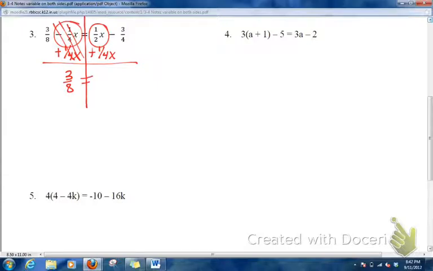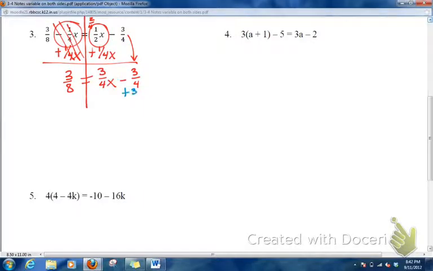Now on the right side I have 1/2 x plus 1/4 x. Make sure you remember how you do your fractions. 1/2 x I'm going to think of as 2/4 plus 1/4 gives me 3/4 x. And then I have the minus 3/4 that drops down. Now I again have a two-step equation, or a multi-step equation, where I'm trying to solve for this x.